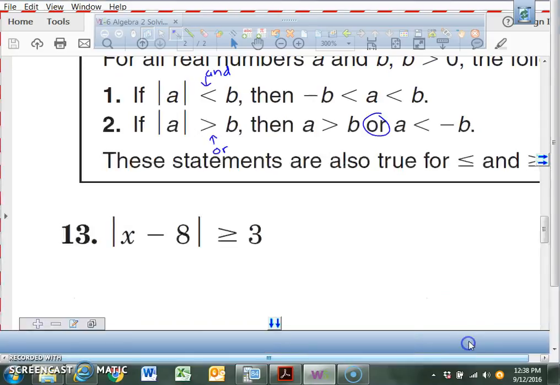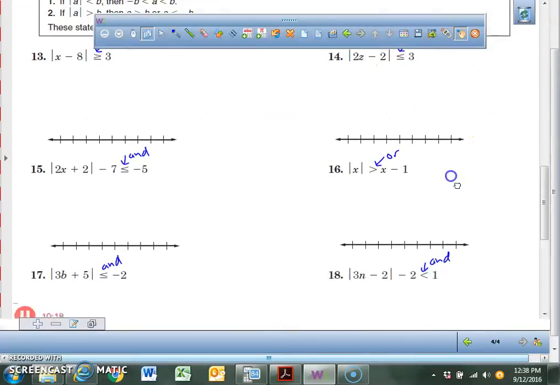All right, here we go. Right here, it says, if the absolute value of A is less than B, then you're going to be left with A in the middle between two numbers. This is referred to as an and type of compound inequality. If the absolute value of A is greater than B, then it says A will be greater than B, or A will be what? Less than negative B. All right? So what we did was we kind of pre-marked everything.